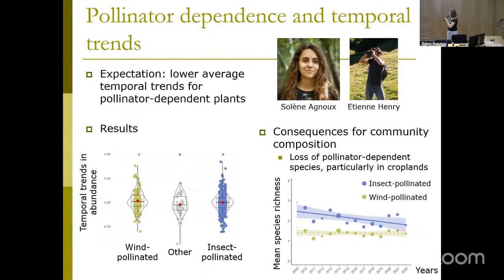Here on this graph, you have the average species richness in one 10 square meter plot as a function of time. This is the graph for croplands. And looking at wind-pollinated plant species, the number is stable, and for insect-pollinated species, the number of species is decreasing linearly.